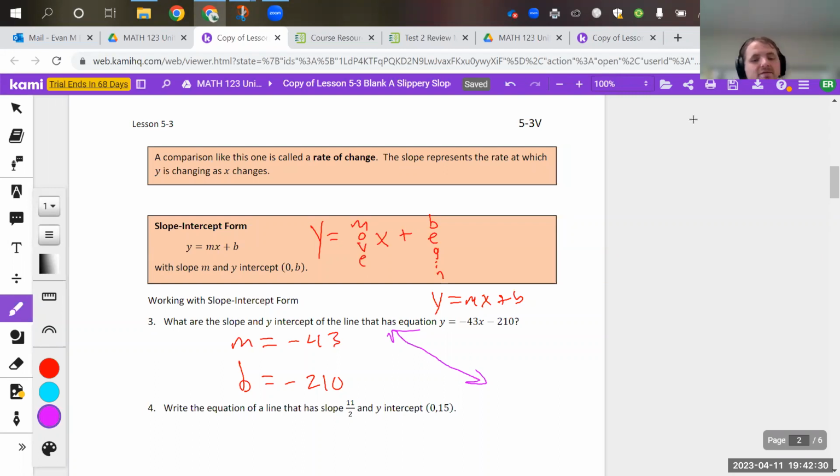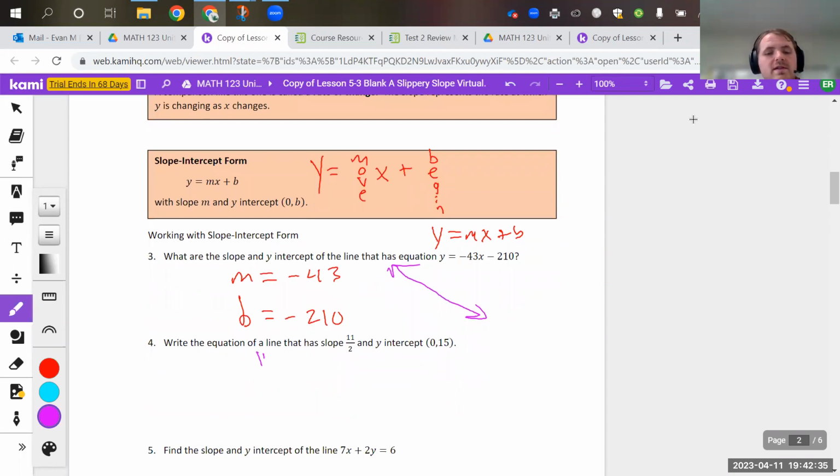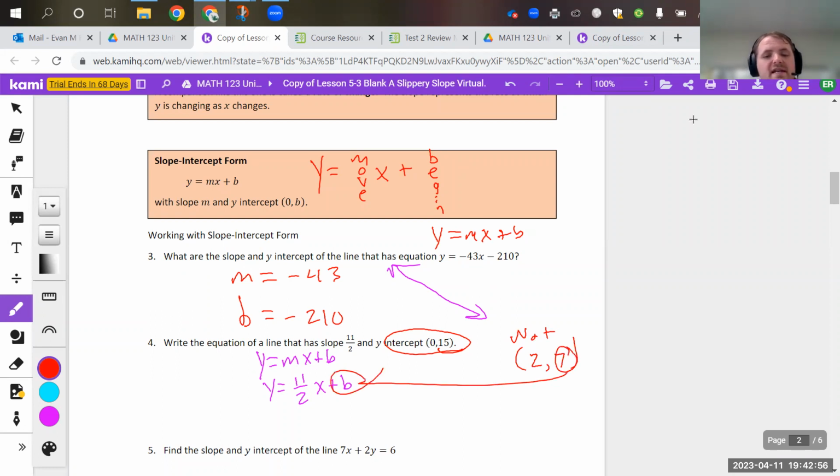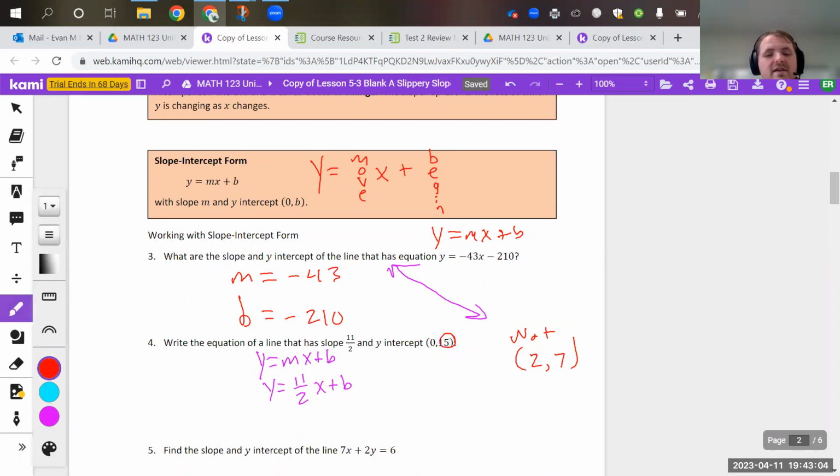So for number 4, it says write an equation that has a slope of 11 over 2 and y-intercept of 0, 15. So if we start with y equals mx plus b, I know my slope is 11 over 2, so I've got 11 over 2x plus b. And this question is really nice because they gave you the form as a y-intercept. They did not give you something like 2 comma 7. If they gave you 2, 7, you can't just plug in 7 for b. But since they gave you 0, 15, you're allowed to just plug in that 15 for the b.